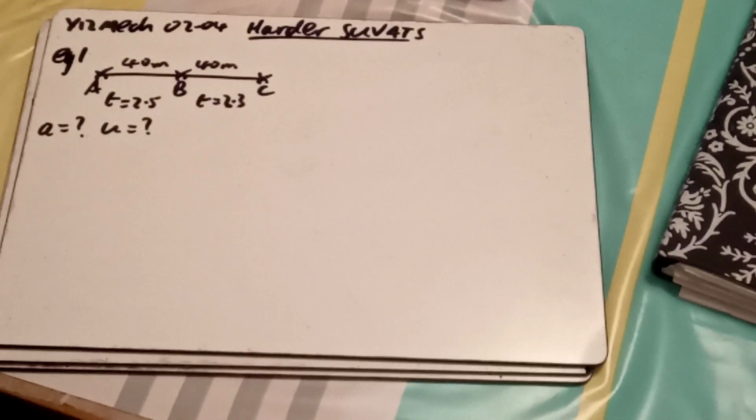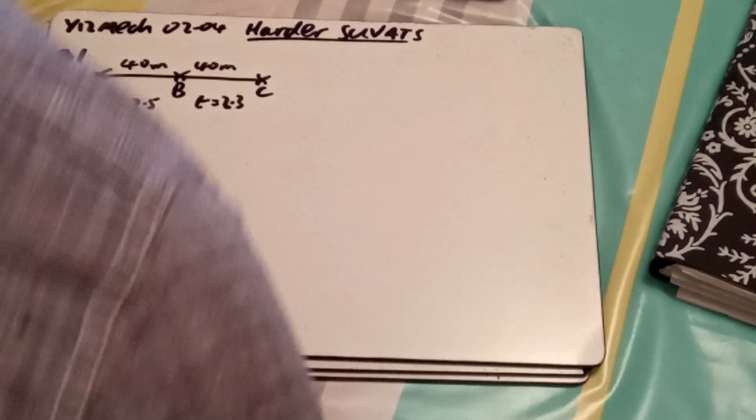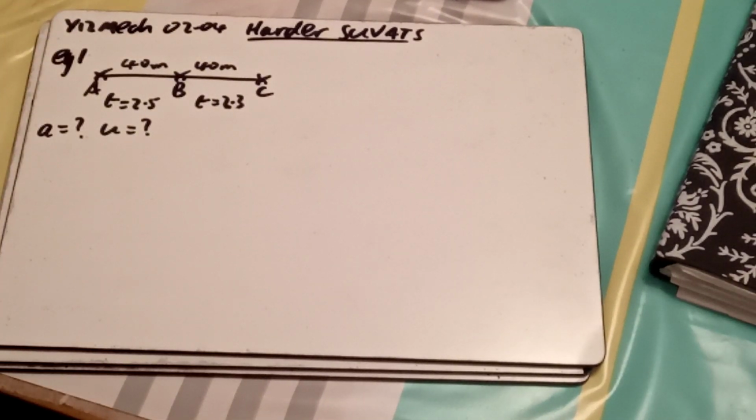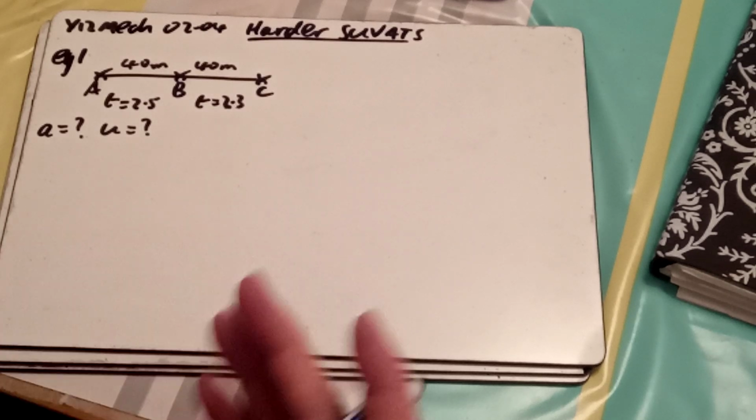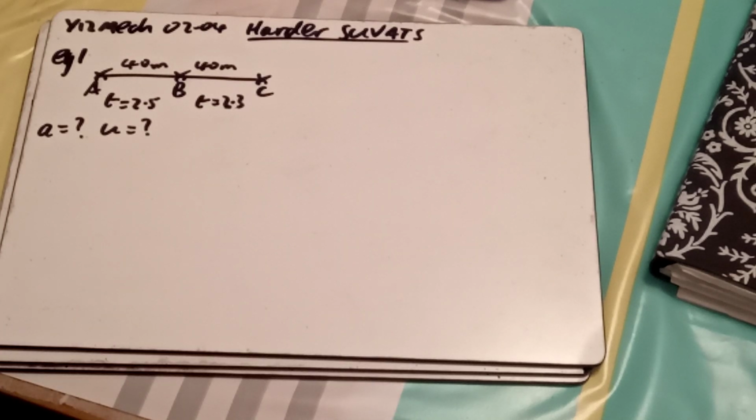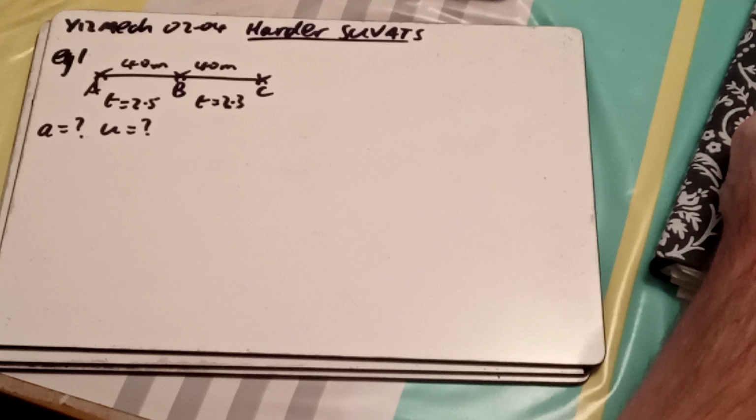Okay, we're going to look at some harder SUVAT examples now. A lot of these are going to be where we've got connections between two sets of figures. So for the first example, I'm going to read what the question says on the sheet that you're going to have.